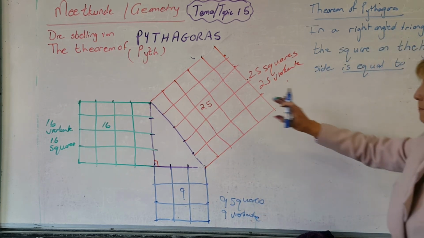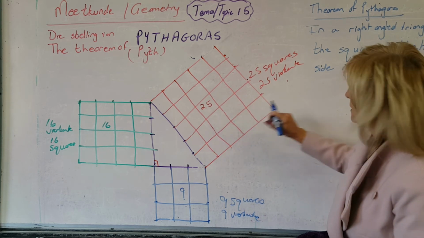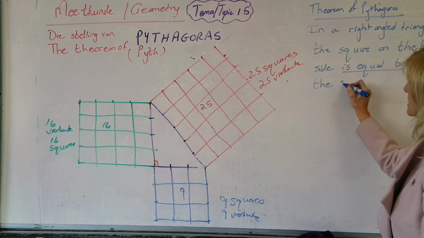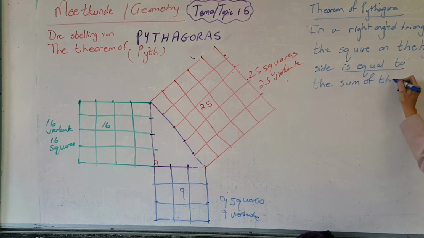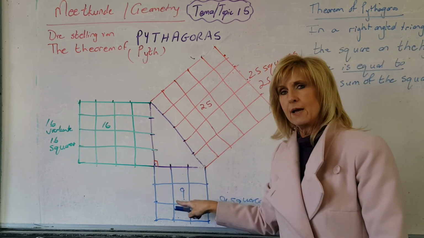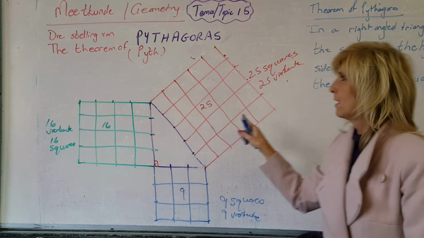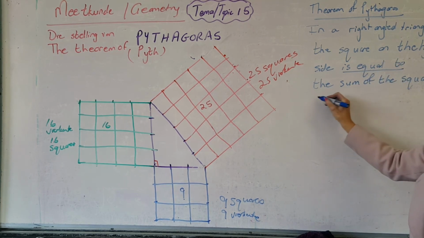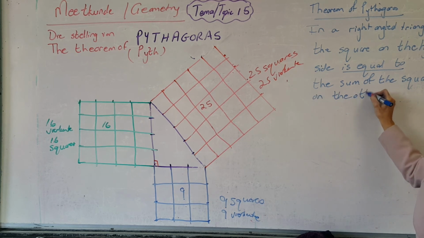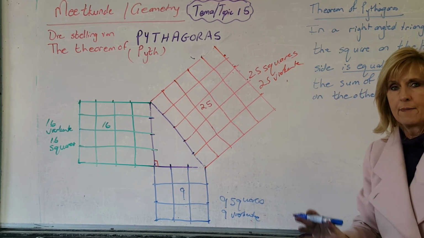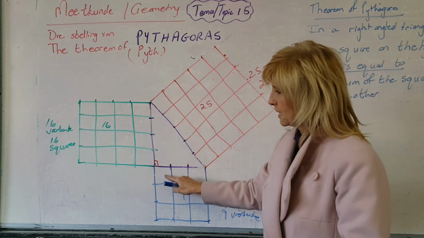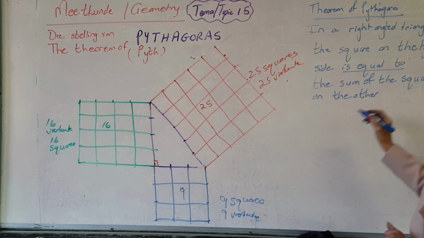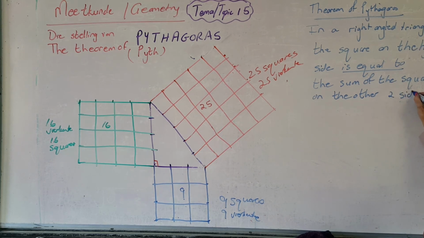The square on the hypotenuse side, so in other words the 25, is equal to the sum of the squares. Sum of means add them together, the 16 plus the 9, the sum of them gives me the 25. So the square on the hypotenuse side is equal to the sum of the squares on the other two sides, and some people talk about the right angle sides. The sides next to the right angle. You can just say the other two sides, on the other two sides. That is the theorem of Pythagoras.